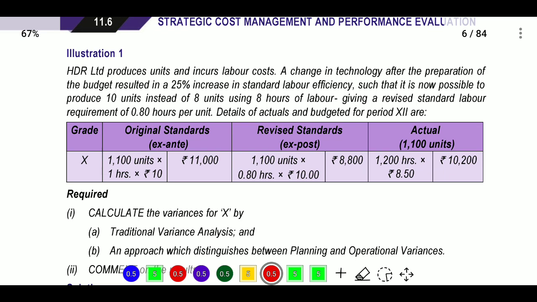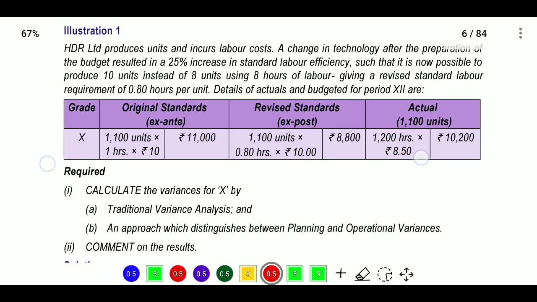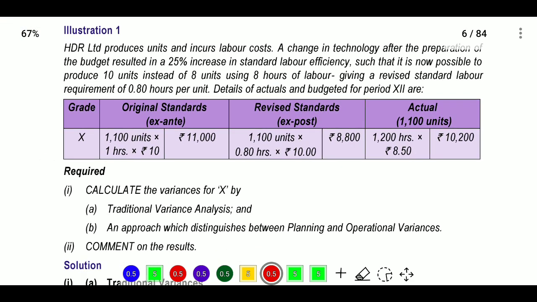what they provided: HDR produces units and incurs labor cost, and a change in technology after preparation of the budget resulted in a 25% increase in the standard labor efficiency, such that it is now possible to produce 10 units instead of 8 units. So firstly they assumed 10 units. Now it will go for 8 units using 8 hours.